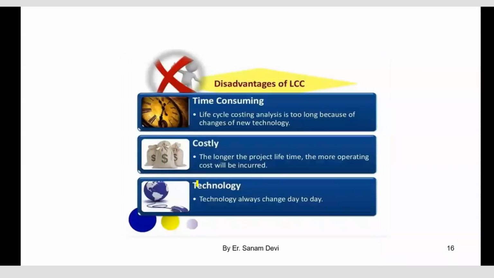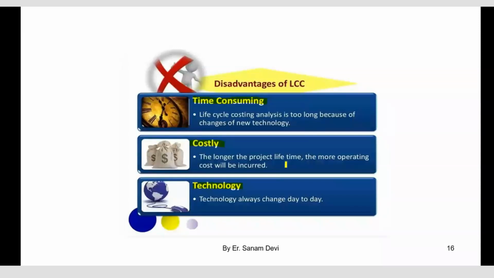What are the disadvantages of life cycle costing? It is time consuming. Okay. Second one is it is costly. Third one is technology. Time consuming means analyzing life cycle costing takes more time compared to other methods, because other methods think about the present, but life cycle costing thinks about the whole cycle. So the calculation procedure is more time consuming, costly.